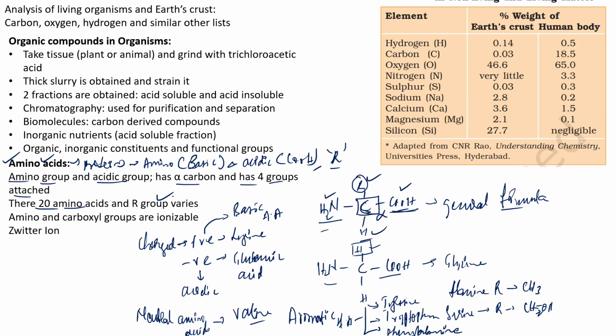Now there is also an interesting property: the amino groups and the carboxyl groups are ionizable. What do we mean by ionizable?